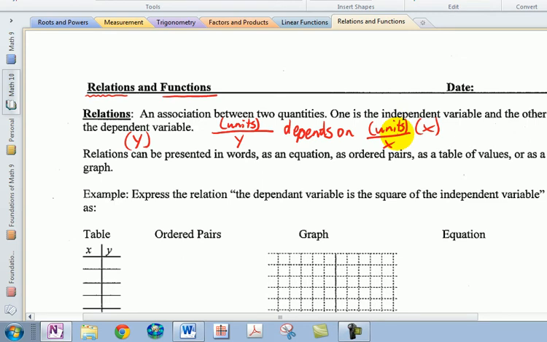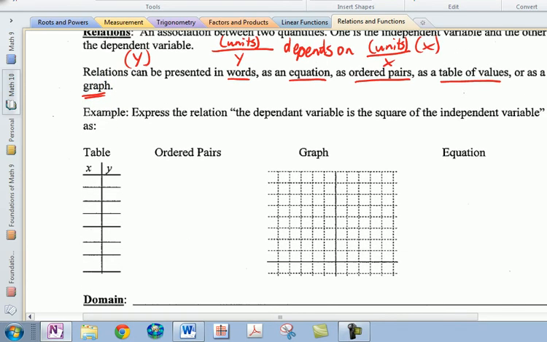Now, relations can be expressed in words, as an equation, as ordered pairs, in table values, or simply as a graph. And so we have to look at each set and determine whether we have a relation or whether we have a function. All right. So express the relation: the dependent variable is the square of the independent variable. Okay. So the dependent variable is y, the equal sign, the square of the independent variable will be x squared. So then we can take that information and put that into the equation y equals x squared.